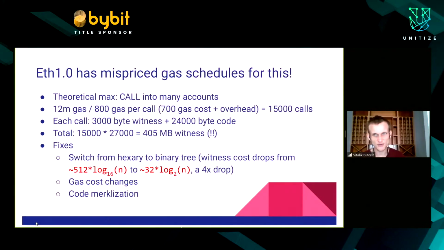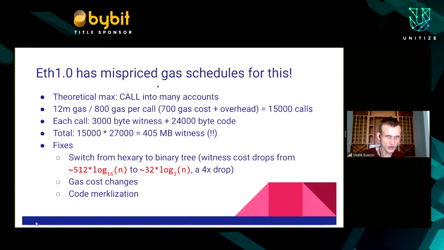The bad news is that the current Ethereum protocol has very mispriced gas schedules for this, right? So basically, the problem is that you can have a block that does calls into a whole bunch of different accounts. The gas limit is 12 million. The gas cost of a call, including overhead, is 800. 12 million divided by 800 gives you 15,000 calls.